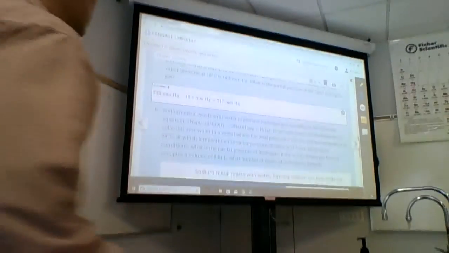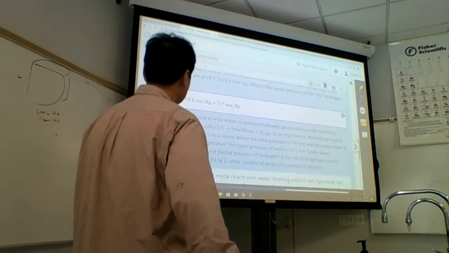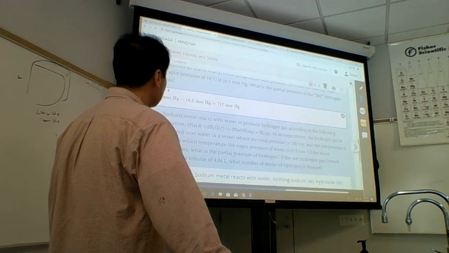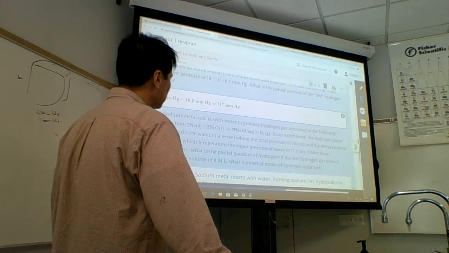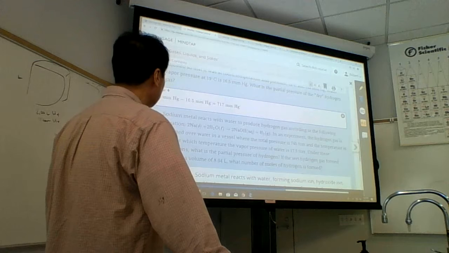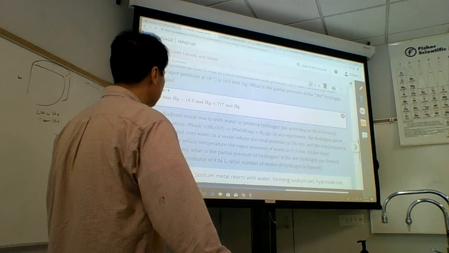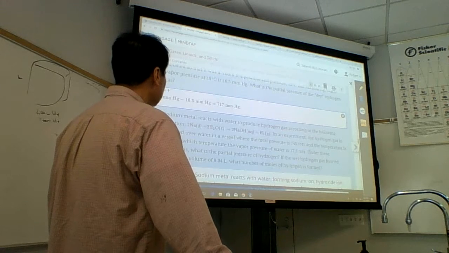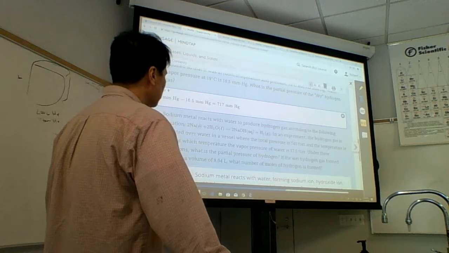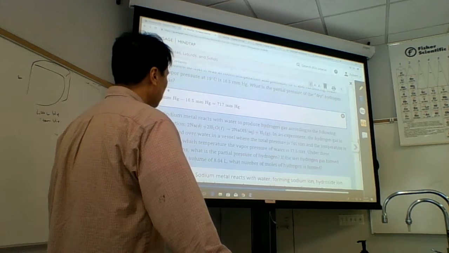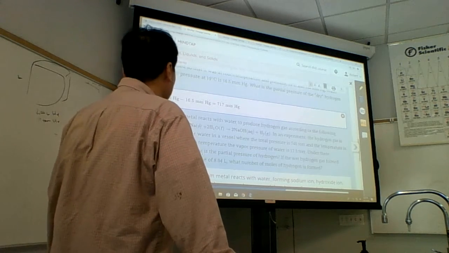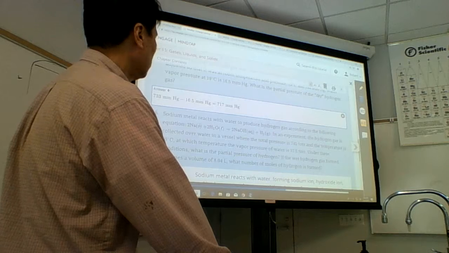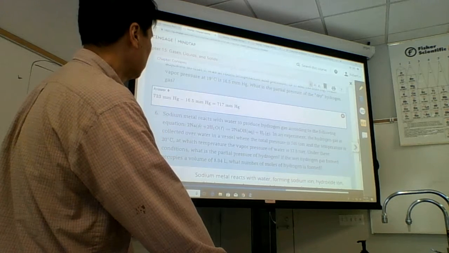Sodium metal reacts with water to produce hydrogen gas according to the equation. In an experiment, the hydrogen gas is collected over water in a vessel where the total pressure is 745 torr and the temperature is 20 degrees C, at which the vapor pressure of water is 17.5 torr. Under these conditions, what is the partial pressure of hydrogen? If the wet hydrogen gas formed occupies a volume of 8.04 liters, what number of moles of hydrogen is formed?